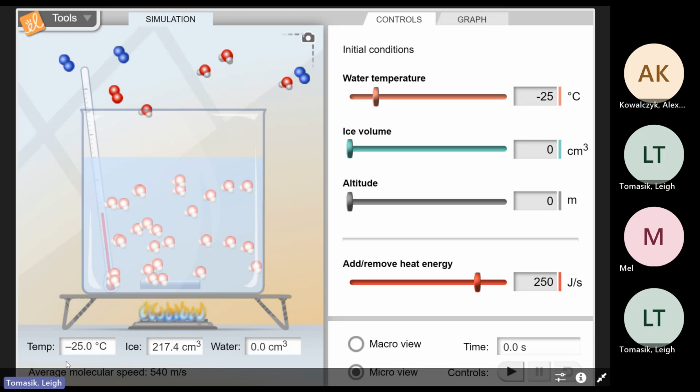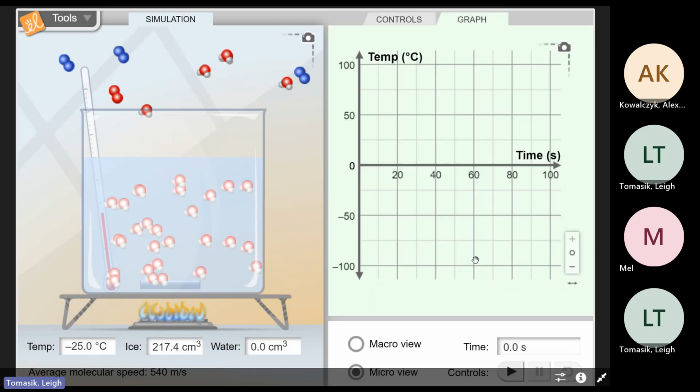And then it won't increase anymore until the ice is melted. Okay, so we'll watch what happens, and while we're watching, it will show a graph of the temperature over time. So you can get an idea of what's happening here. So I'm going to switch over to here.